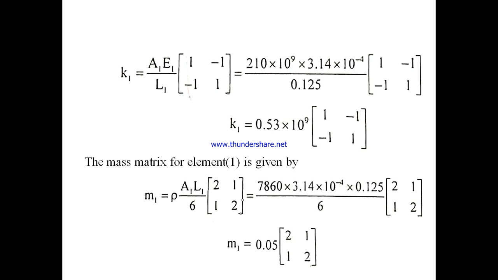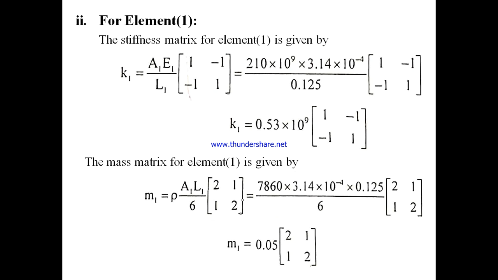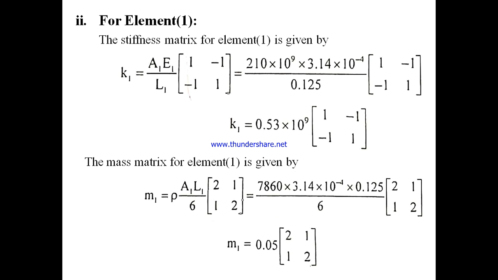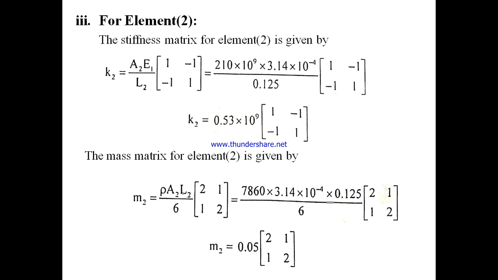Okay, fine. So next, this is the first element. So we have found the stiffness matrix for the first element K1, and the consistent mass matrix M1. For element 1 and element 2 the stiffness matrix remains the same because it is a uniform bar member. So equally we have divided, so the value remains the same here, 0.53 into 10 raised to 9, 1 minus 1 minus 1 1, and M2, the mass matrix of the second element, is 0.05 2 1 1 2. Okay, so here it remains the same.